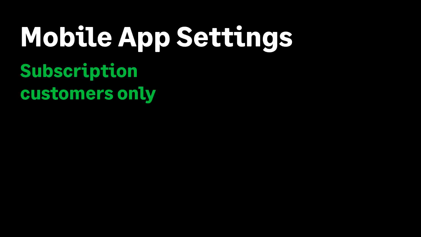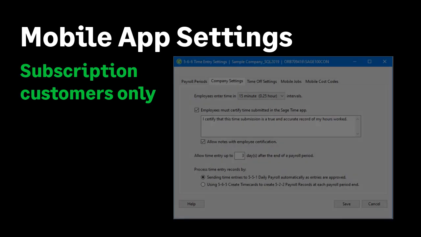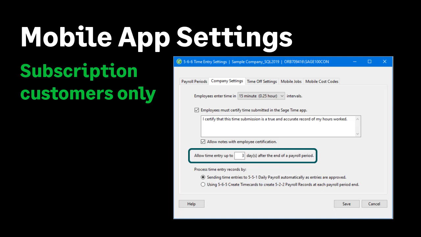For our subscription customers who have access to use the Mobile Time app, there is a new setting in the Company Settings tab to allow entries beyond the end of the pay period. You decide what your number of days is that works for your organization. This allows users to enter forgotten time after the pay period ends but before you generate checks. You can choose from 1 to 9 days for the grace period.